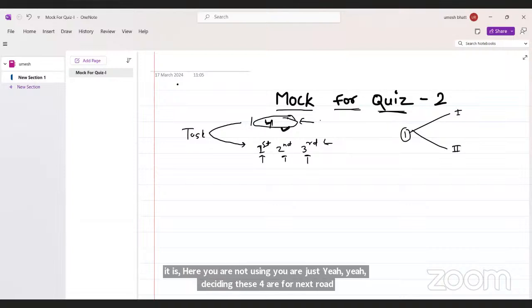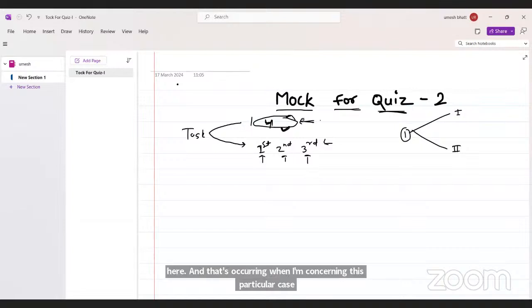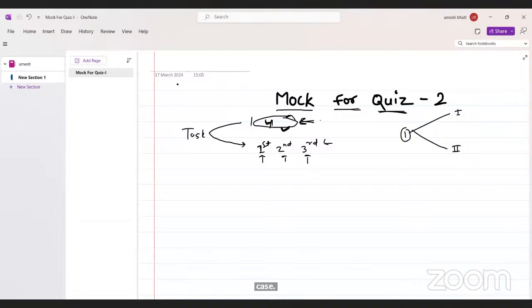It's simply a choose now. If I have 10 players and I'm choosing 4 players for the next round, that is 10 choose 4. I'm collectively making a decision here, and that's occurring when I'm considering this particular case only. So you are saying that this case is also simultaneous. Yes, sir, that's what I have in my mind. Okay. Is this simultaneous?